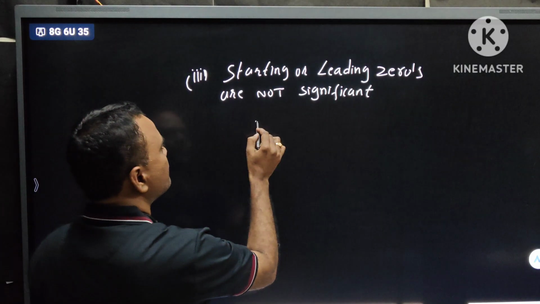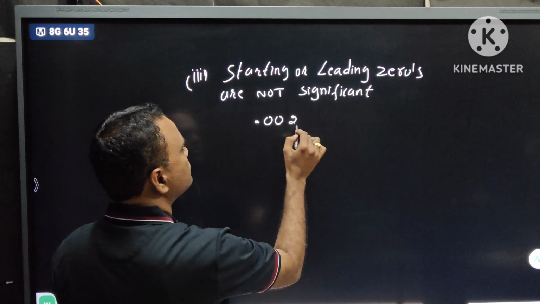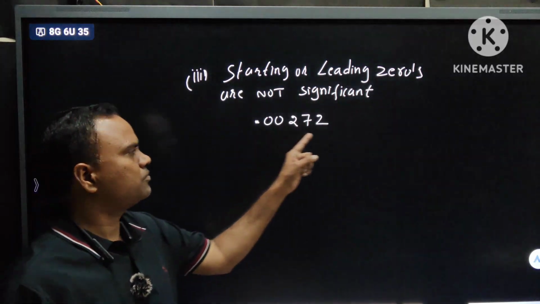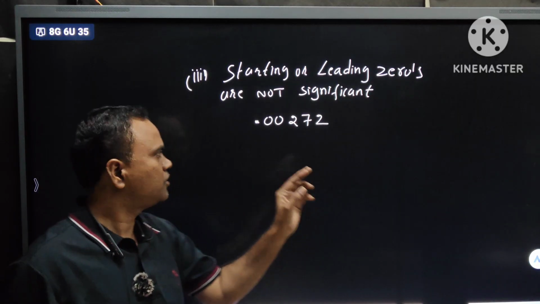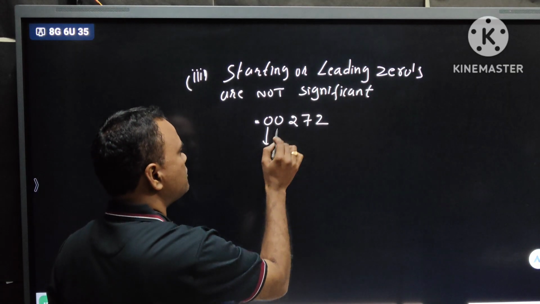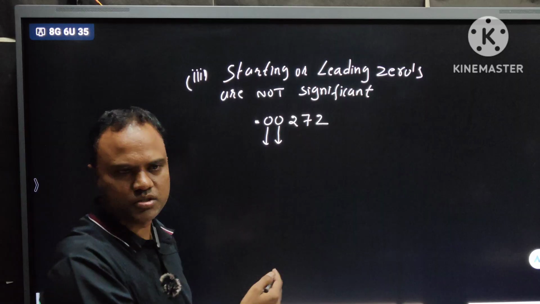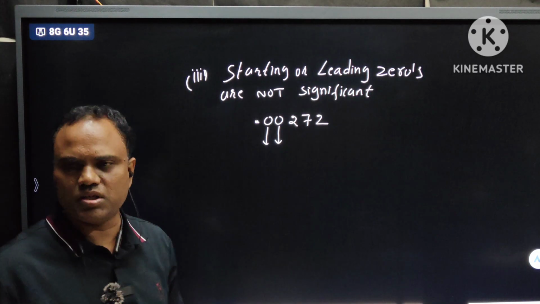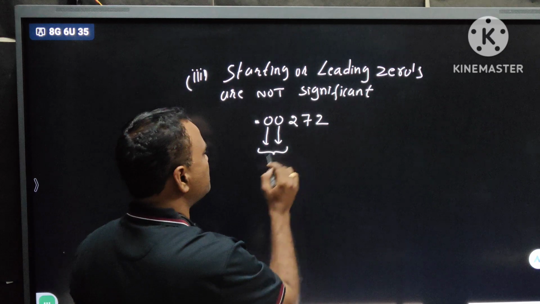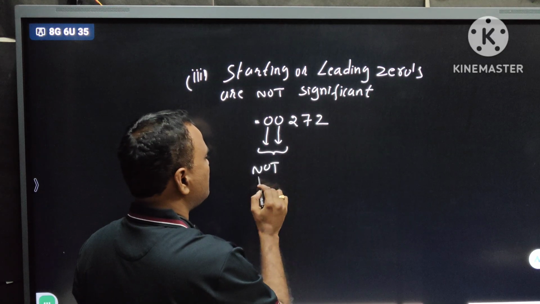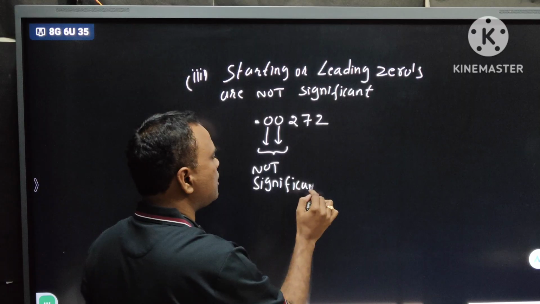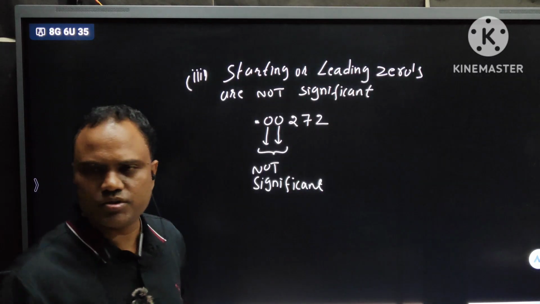Look at this: 0.00272. This is a starting zero. These are present first, before these numbers came. These are starting zeros, not significant. Starting zeros are not significant.